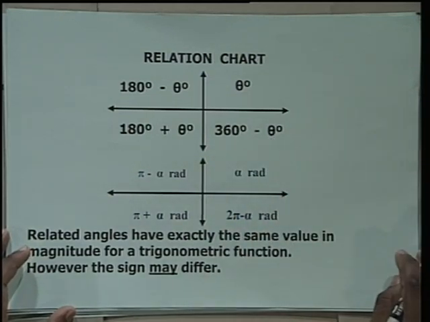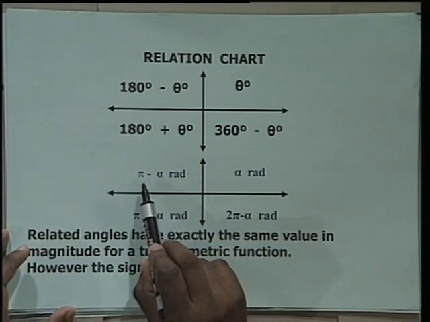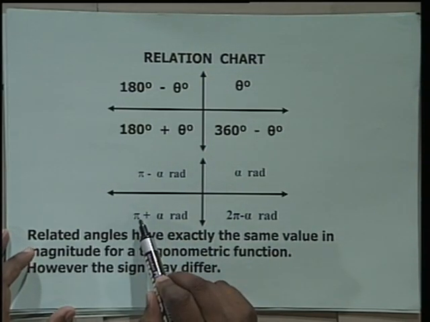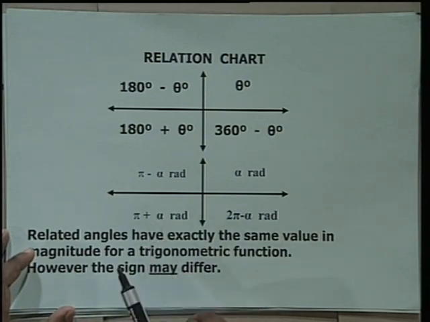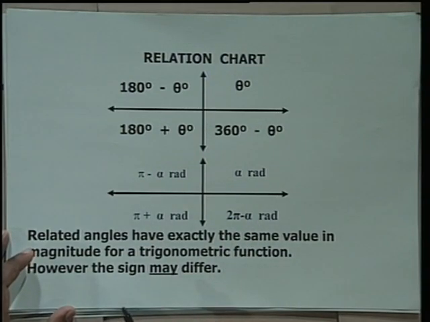If you're working in radian, if you have an angle of alpha radian in first quadrant, then it is related to pi minus alpha in the second quadrant. It is related to pi plus alpha in the third quadrant, and 2 pi minus alpha in the fourth quadrant.